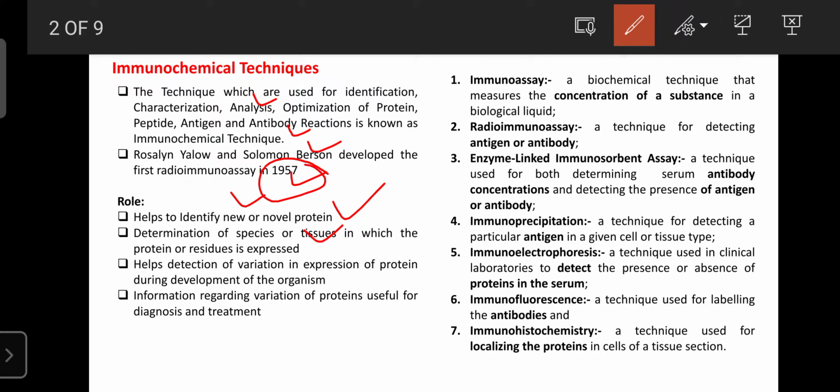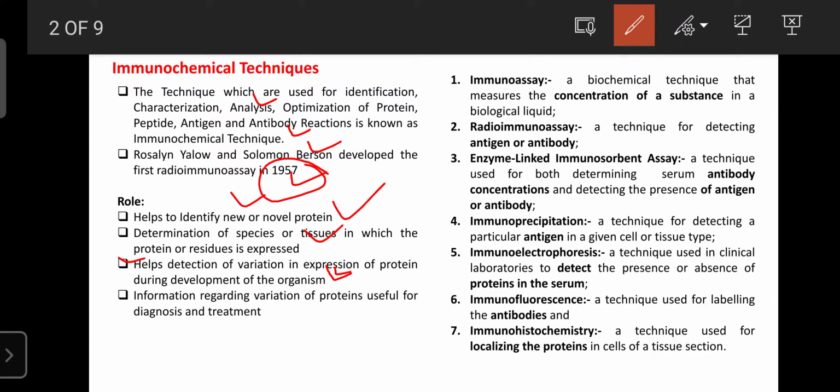Next, it also helps in detecting variations in the expression of proteins during the development of organisms. How proteins are expressed or changed, or how new proteins are produced, is required for the development of the organisms. For example, certain mycobacteria, especially Mycobacterium leprae, require a compound like PABA, para-aminobenzoic acid. That is also identified with the immunochemical technique.